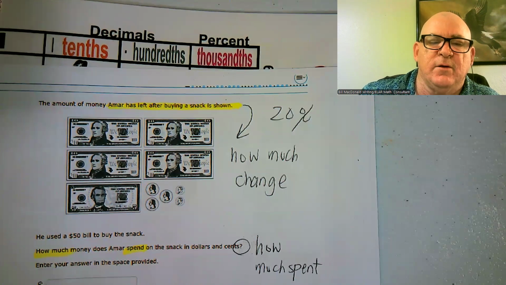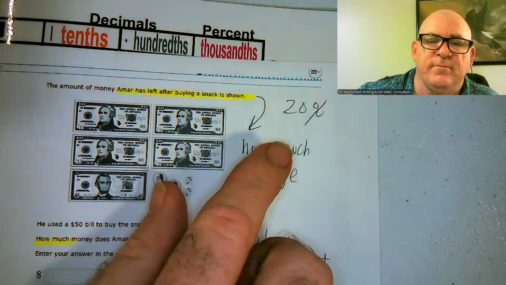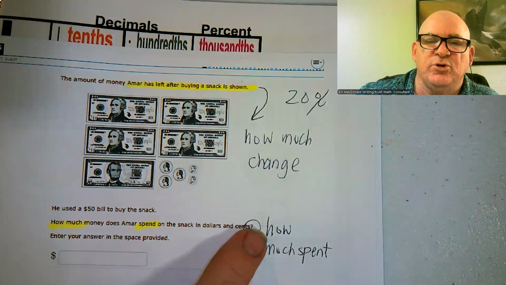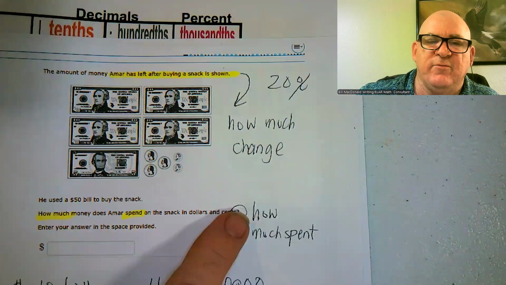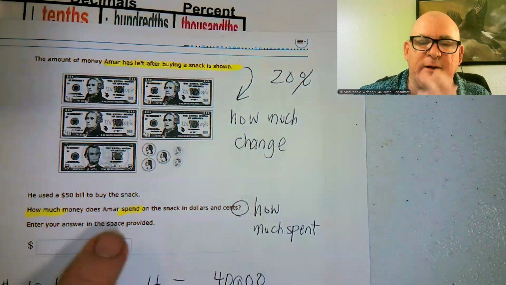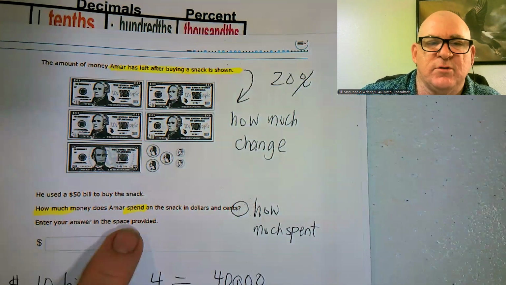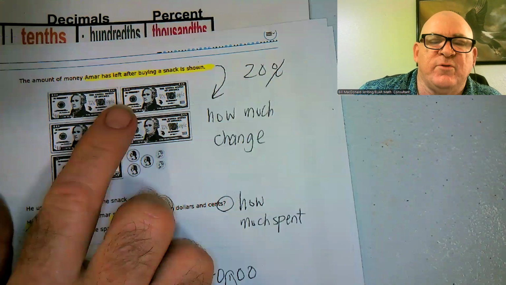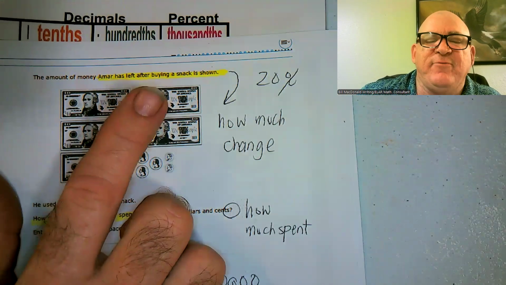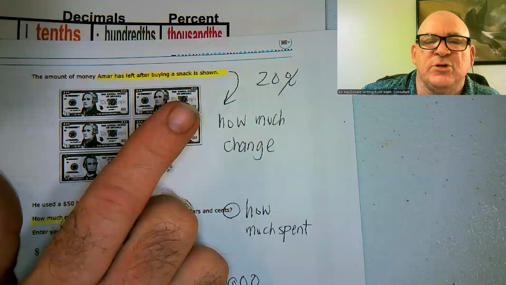Okay, problem periods, question mark. Do not let your kids get confused with the information in the problem and what's being asked in the question. Okay, so if we start from the top, it says the amount of money Omar has left after buying a snack is shown.